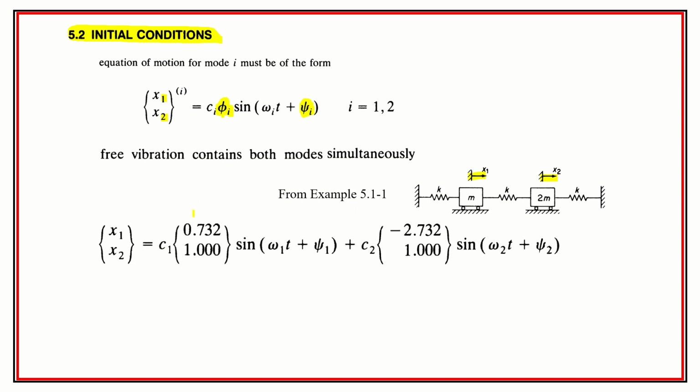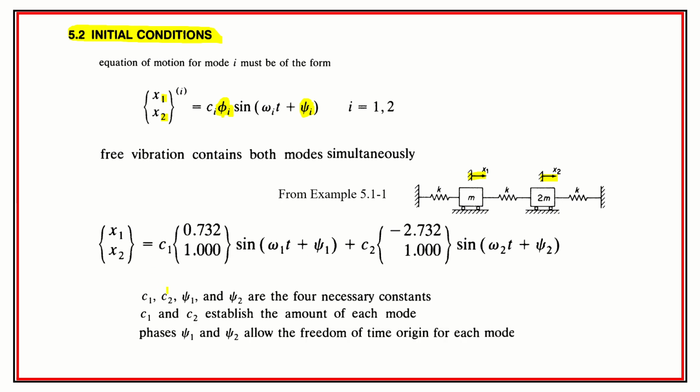So here is from the book. Here are the values as we place them in there, and we could write these. So what we need to be able to do is find out the C1 and the Psi1 and the C2 and the Psi2.